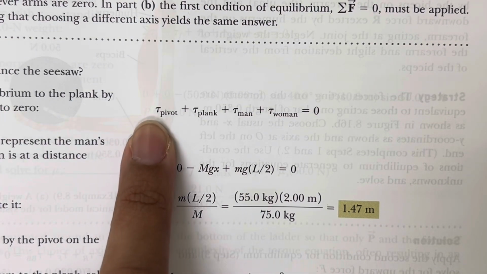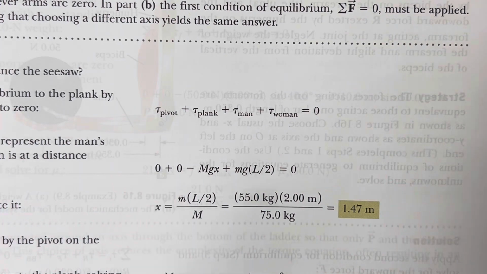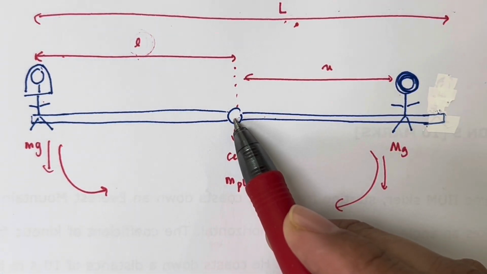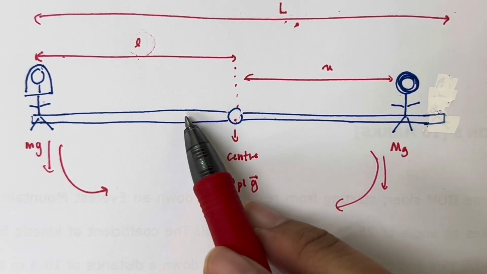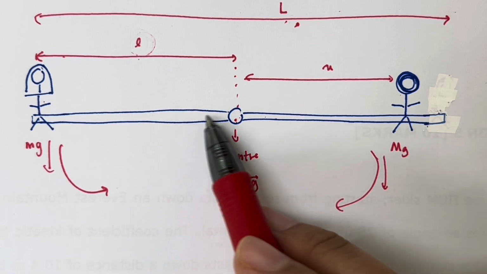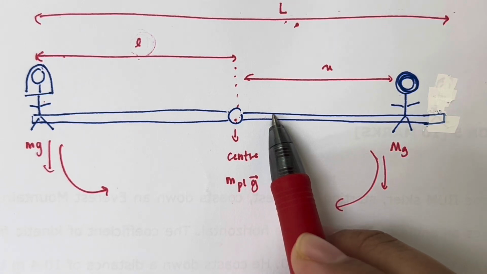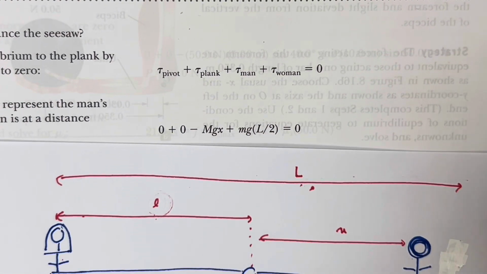So the first torque, which is the torque of the pivot, is 0. Why? Because the pivot right here didn't have any displacement. That's why it is 0. And the torque for the plank is also 0 because it didn't have any displacement. Okay, and right now take a look at the man.